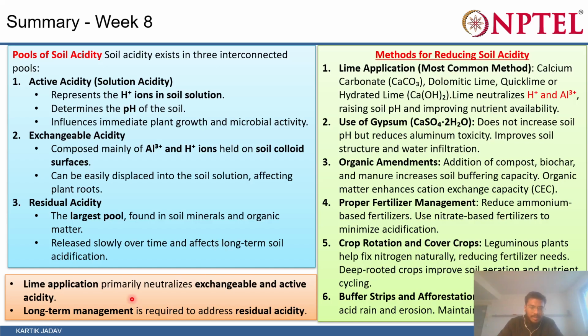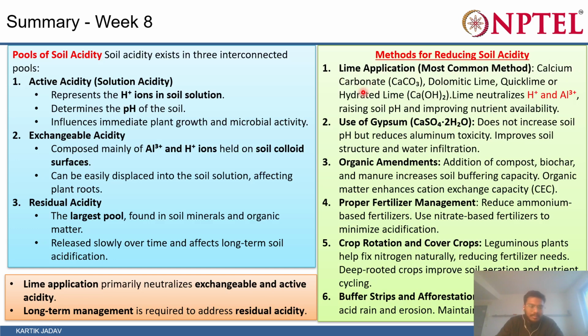Generally, lime application primarily neutralizes exchangeable and active acidity. To reduce soil acidity, we apply lime, while long-term management is required to address the residual acidity. So the first two, active and exchangeable, we can reduce by applying lime, but for this we require certain measures. Methods for reducing soil acidity: lime application is the most common method.